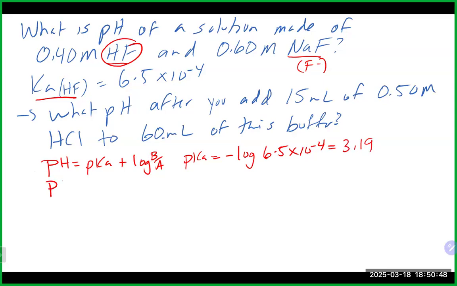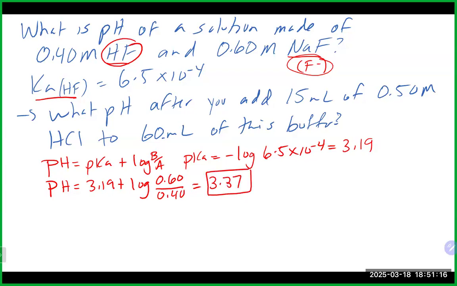And to get our initial pH of our buffer here, we'll go 3.19 plus the log. Again, the F minus, or the sodium fluoride, is our base, so 0.6 over 0.4. Take a little log action of it and add 3.19 to it. That's going to give us an opening pH of 3.37 here as our opening pH. Any questions on that one there?